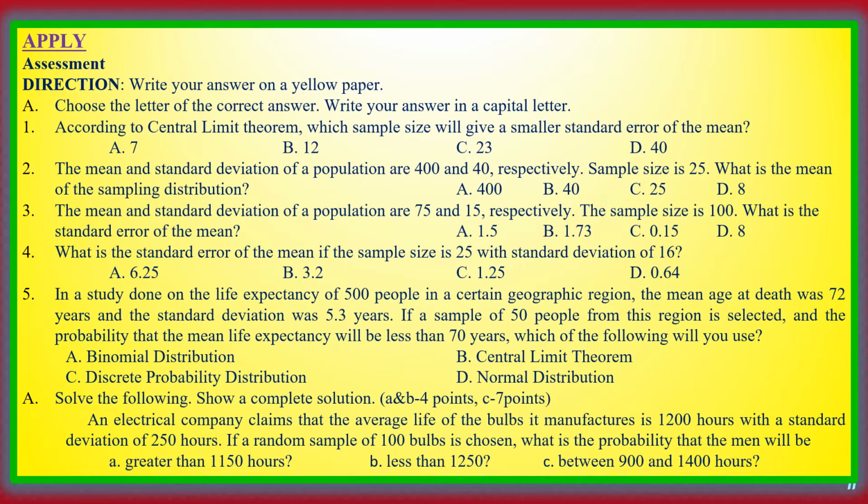For the apply, which will serve as your assessment, write your answer on a yellow paper. You have letter A, 5 items multiple choice test, 1 point each. For letter B, you are going to solve the given problem. So A and B is 4 points each. For letter C, that is 7 points. All in all, 20 points. Again, I keep on reminding you, avoid copying from your classmates.